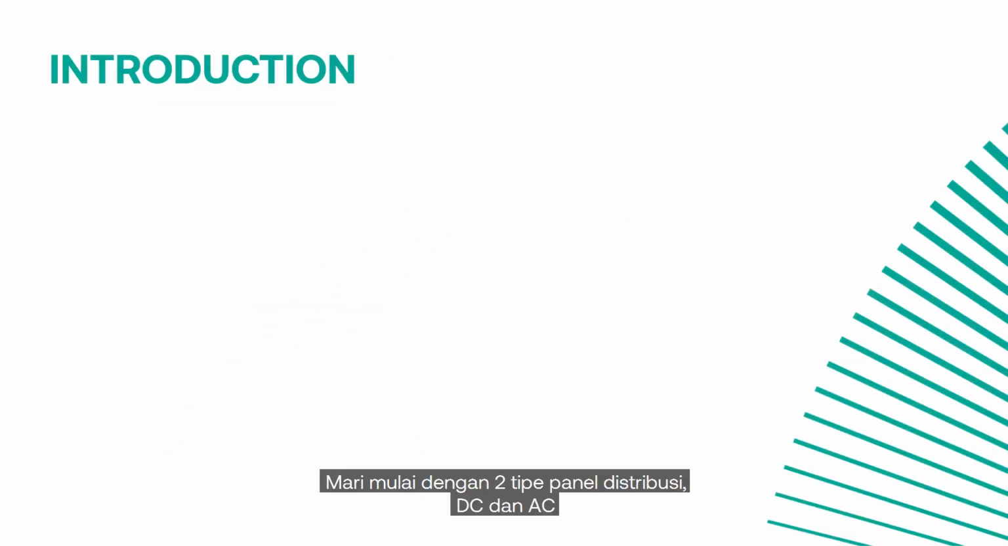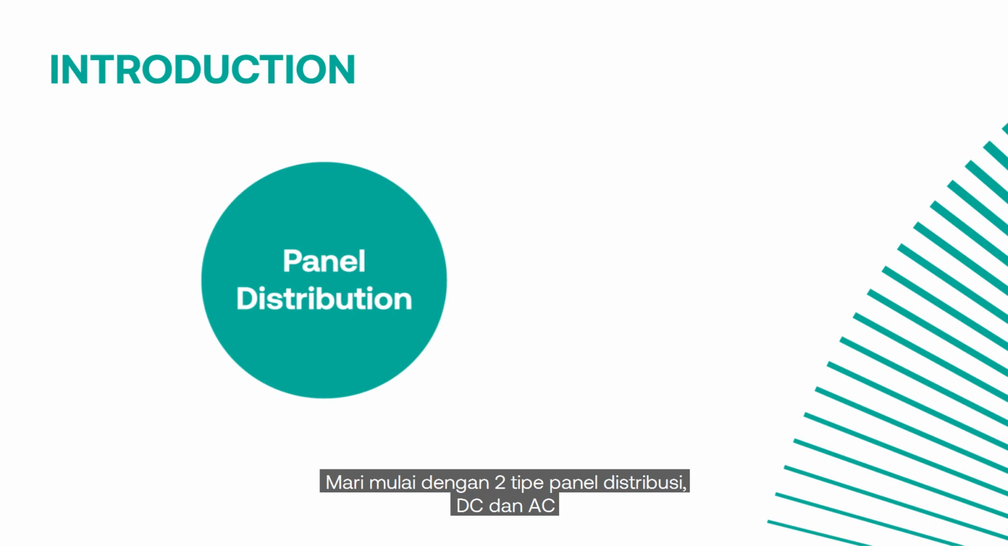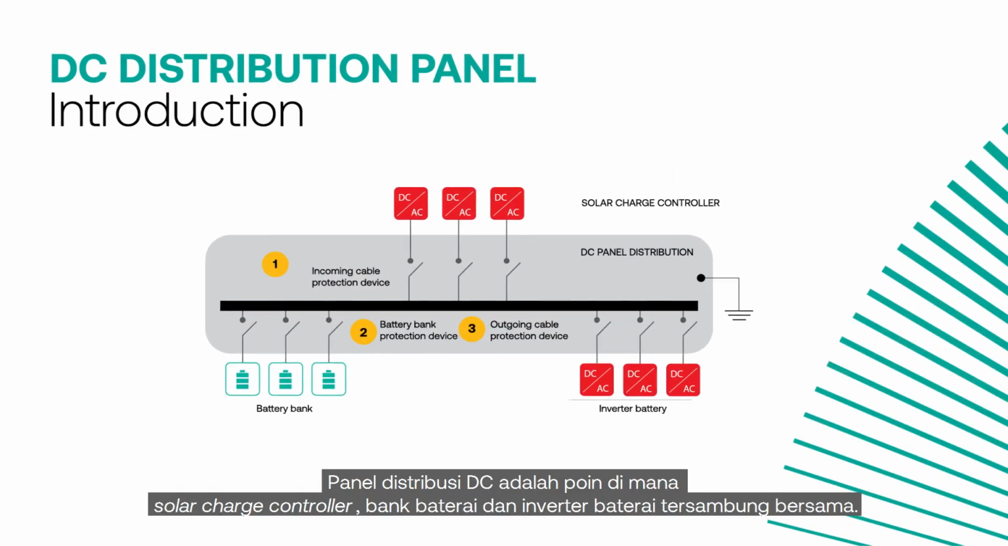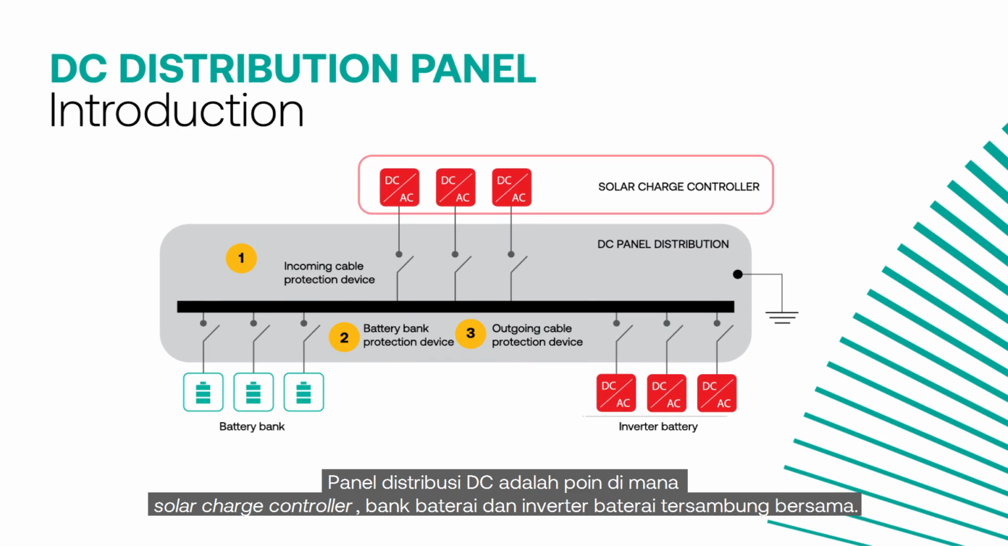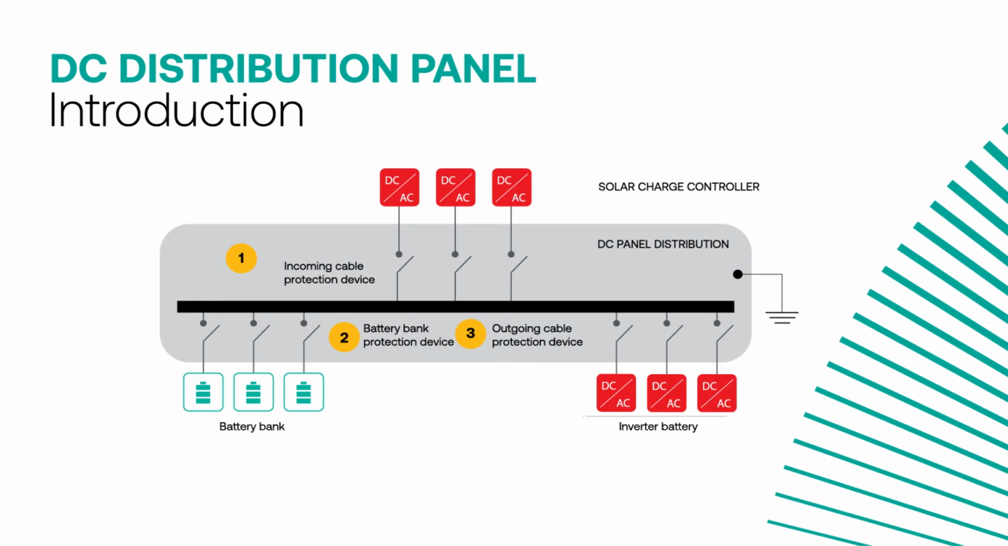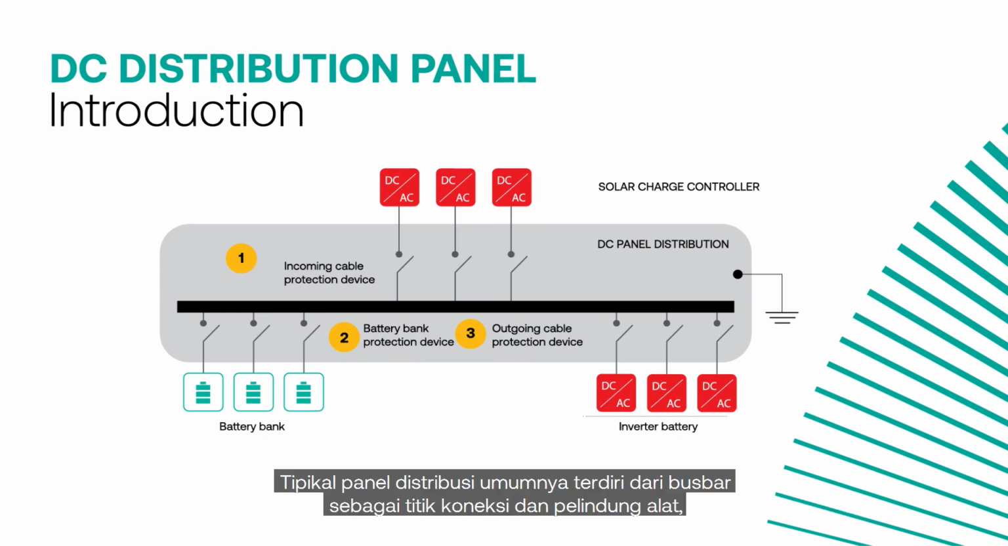Let us start with two types of distribution panel, DC and AC. DC distribution panel is the point in which solar charge controllers, battery banks, and battery inverters are connected together. A typical DC distribution panel mainly consists of bus bars as connection points and protection devices to protect the battery banks and cables to SCCs and battery inverters.